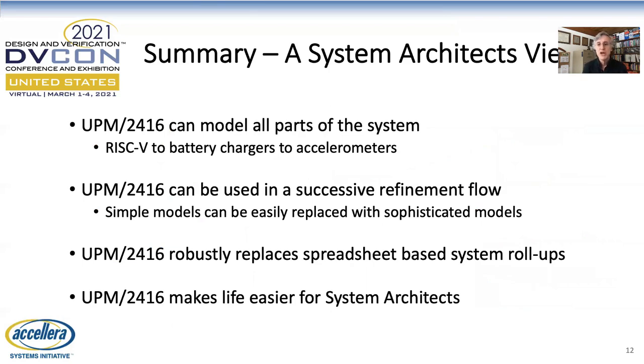Now, to summarize a system architect's view of what 2416 means. 2416 can model all parts of the system with its rich modeling semantics and data representations. 2416 can be used in successive refinement flow with simple models early on and more detailed models as more details become available. 2416 robustly replaces spreadsheet-based system roll-ups, as we saw with the DVFS example. And finally, as a system architect, 2416 makes my life easier. And I like that.